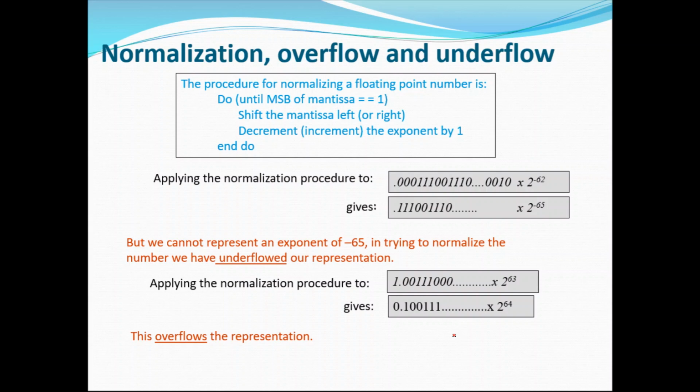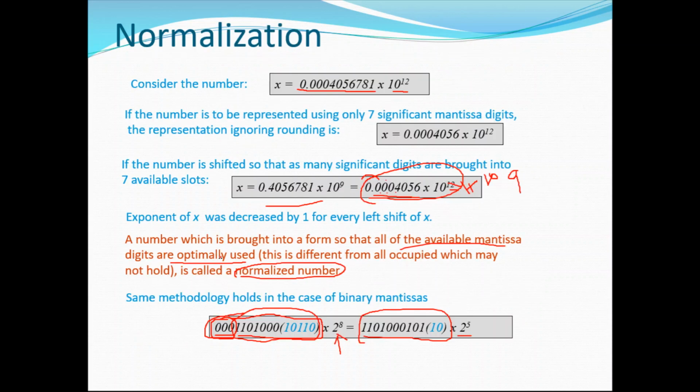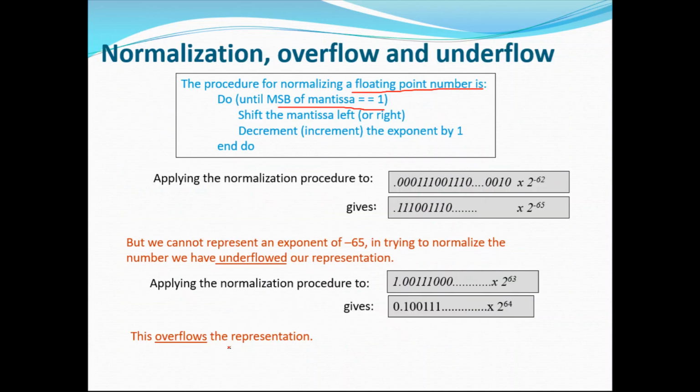So what is the procedure for normalizing a floating point number? Until the MSB of the Mantissa is equal to 1. So here, if you see, this is the MSB, and the MSB is not 1. So until the MSB is 1, shift the Mantissa to the left or right depending on the requirement, and either decrement or increment the exponent by 1. If you are shifting left, you have to decrement 1. If you are shifting right, you have to increment 1.